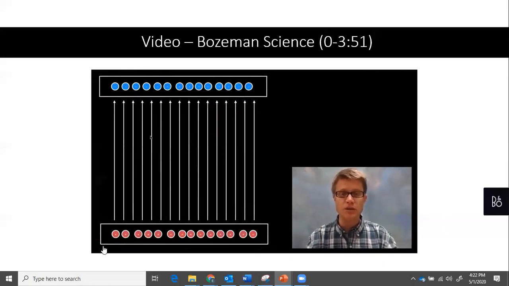Now it's not always perpendicular, but we're just going to assume that these charged plates are infinitely long. And so in this video, we're really just trying to look at one thing, and that's the relationship between the amount of charge and the electric field strength.